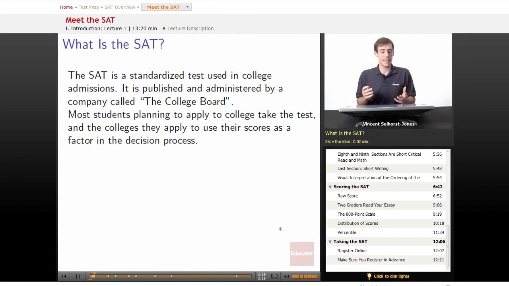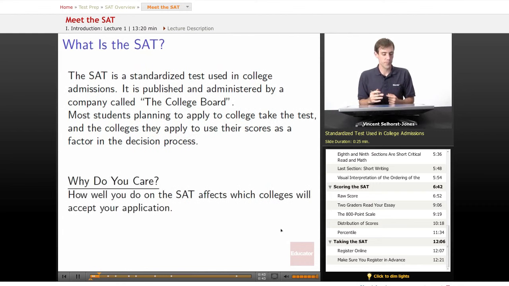What is the SAT? The SAT is a standardized test used in college admissions. It is published and administered by a company called the College Board. Most students planning to apply to college take the test, and the colleges they apply to use their scores as a factor in the decision process. For some colleges and universities, it's a more important factor. For other ones, it will be less important. But any place that's accepting it has some interest in how those scores are.